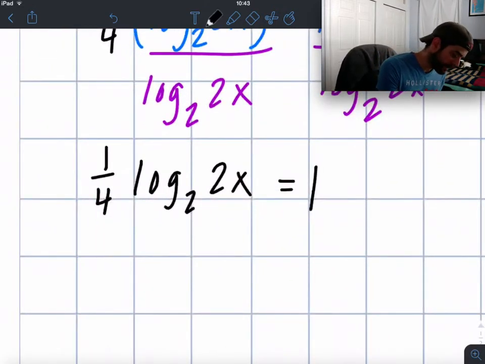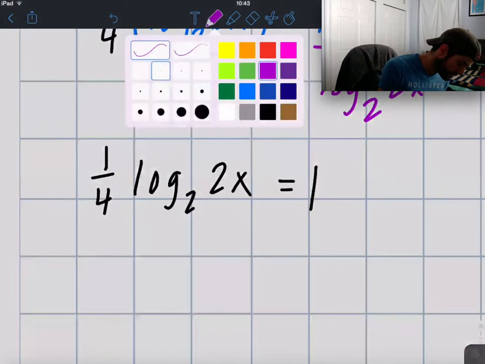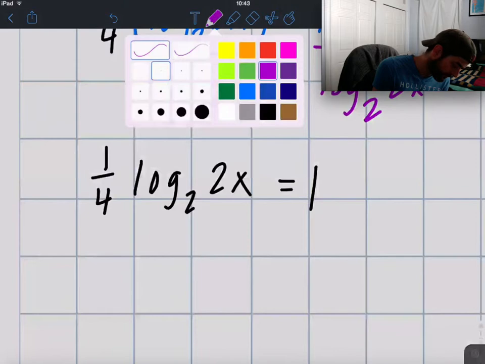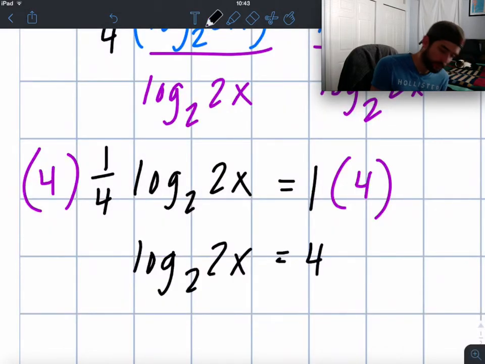Multiply both sides by 4 to get rid of that 1/4. My iPad has to catch up a little bit, so I'm going to keep going. Multiply both sides by 4 to get rid of that 1/4, and we have log base 2 of 2x equals 1 times 4, or 4. There we are.